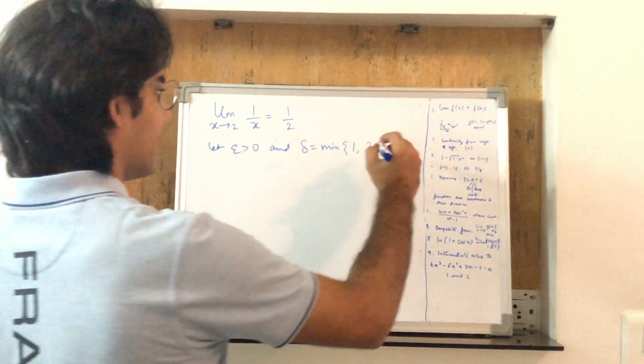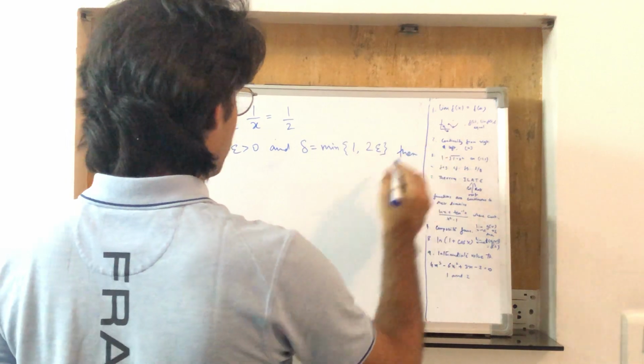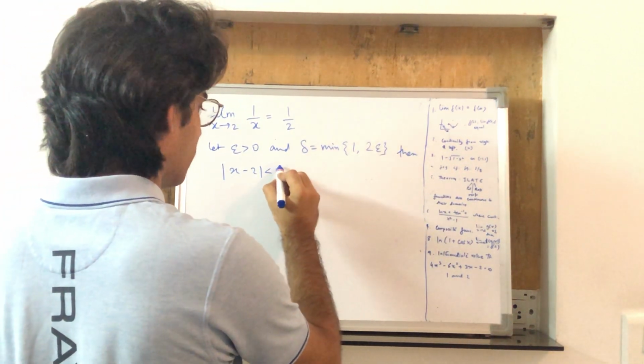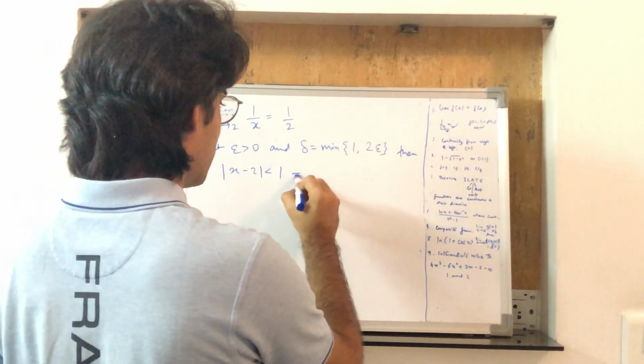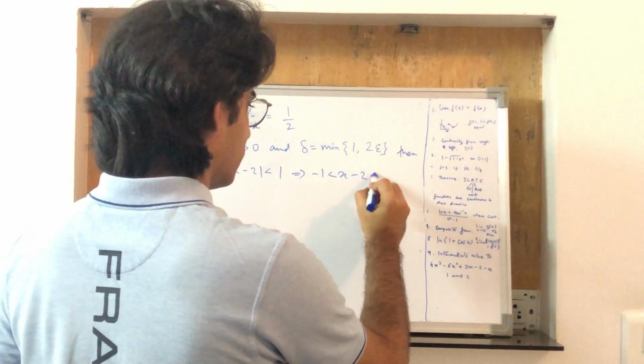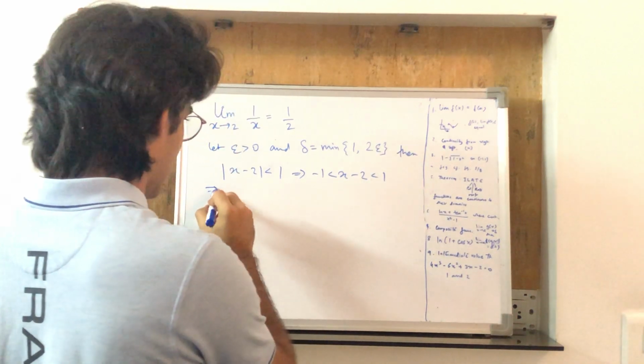And then I write, then if I have the absolute value of x minus 2 is less than 1, this, and now I proceed, right? This is less than 1. This, and this is what?